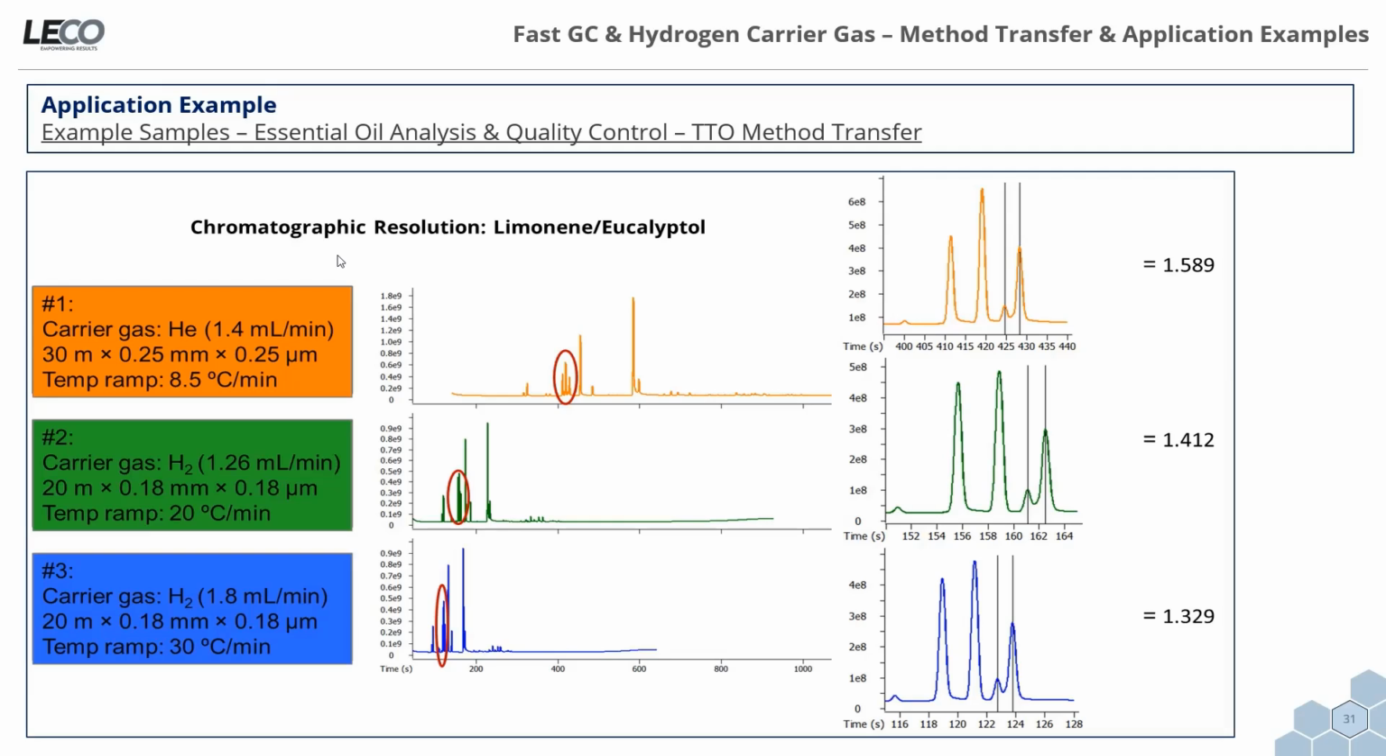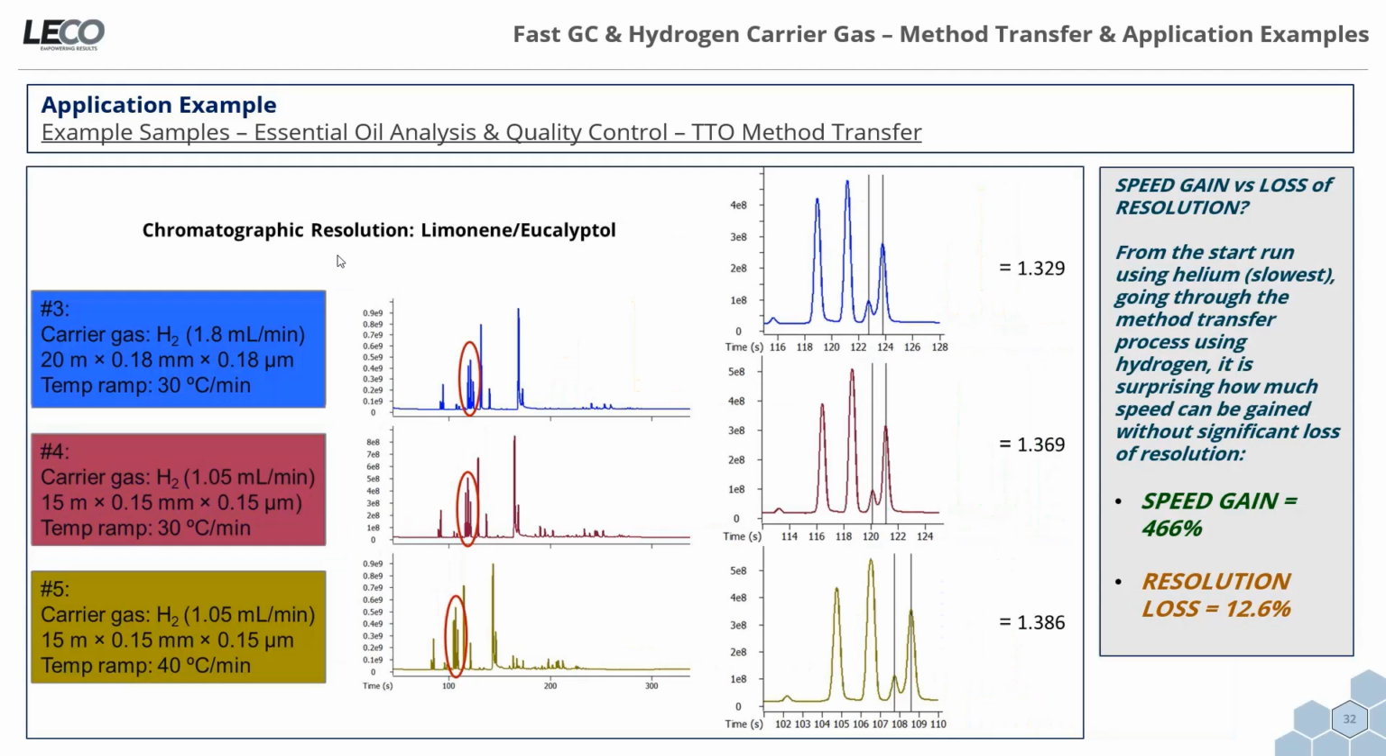And just to focus in during that process, impacts upon chromatographic resolution, you can see that we have not really lost a lot. Here we compare the resolution of limonene and eucalyptol, which are very closely eluting, and you can see that we have compromised a little on resolution, but not significantly. And in fact, when we move to the smaller internal diameter column, the 15 meter by 0.15 millimeter column with hydrogen, we're really not seeing much change in the resolution we have lost as we go faster.